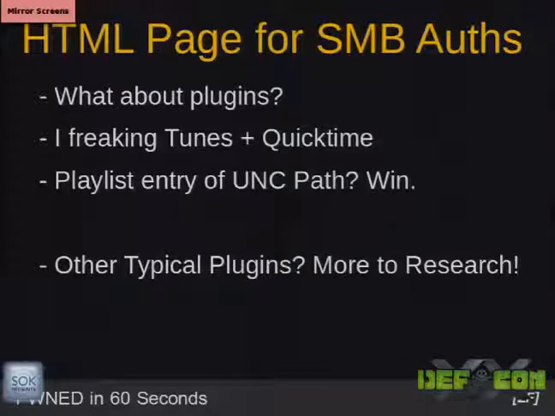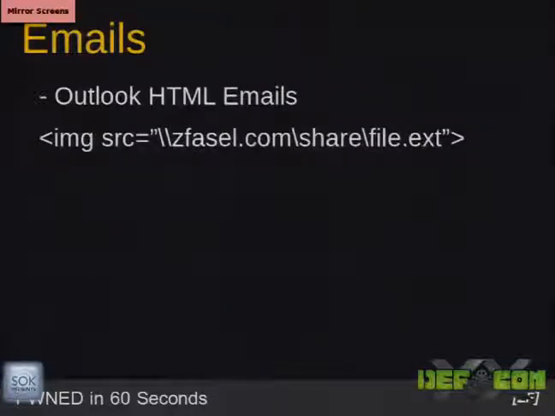As I went through the list of different applications and QuickTime popped up, I thought, well, how do I get QuickTime to connect to a rogue network server to get the user's login, username and password? After a little tinkering, we found out that you can put a playlist together with a UNC network path, and they'll automatically authenticate, and it'll bypass the local security context. We need to do a little more work on other plugins, but for now, QuickTime, I think, is one of the bigger impacts.